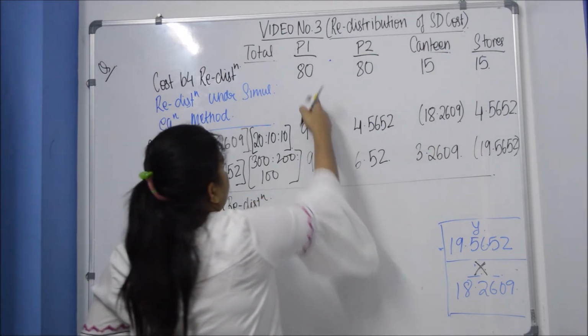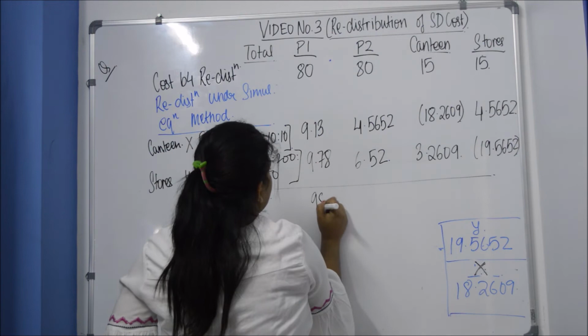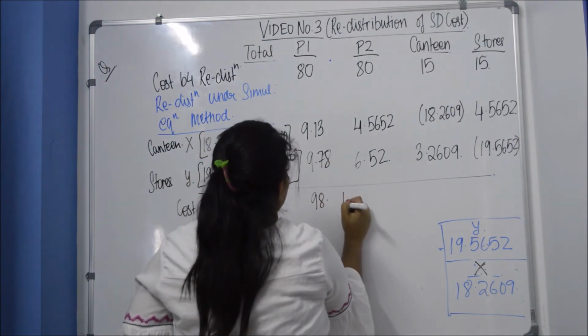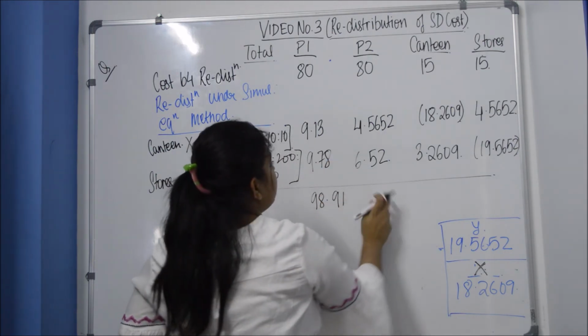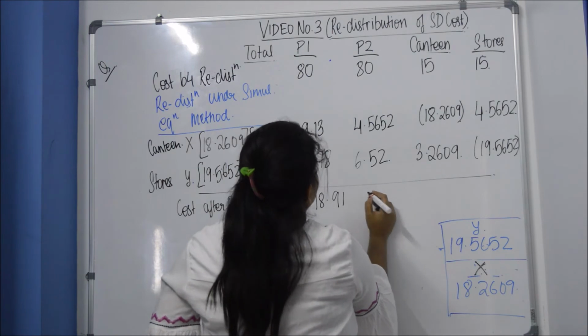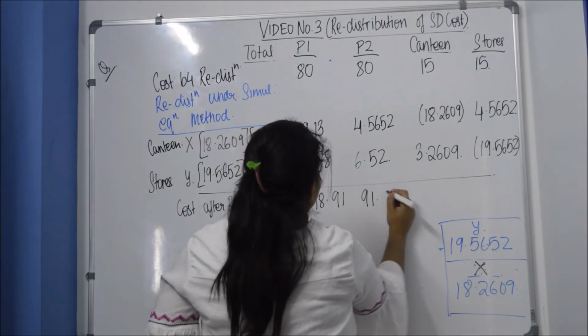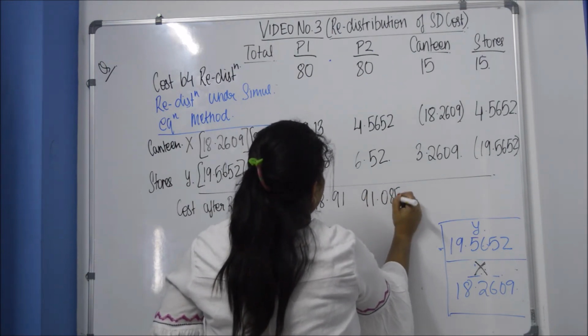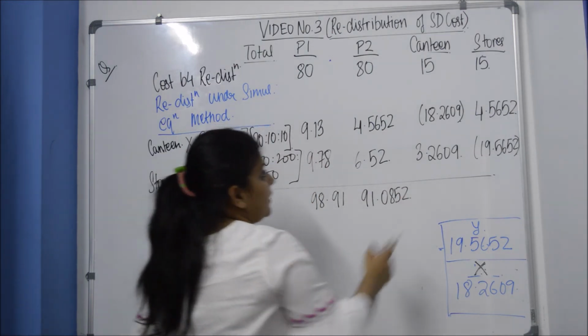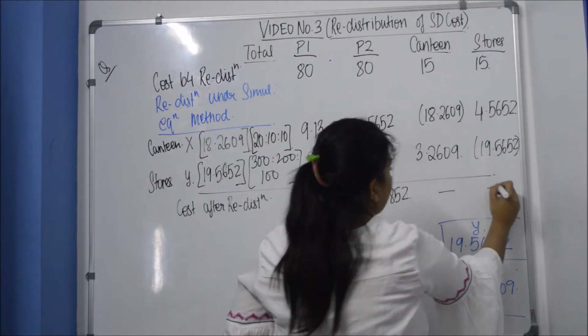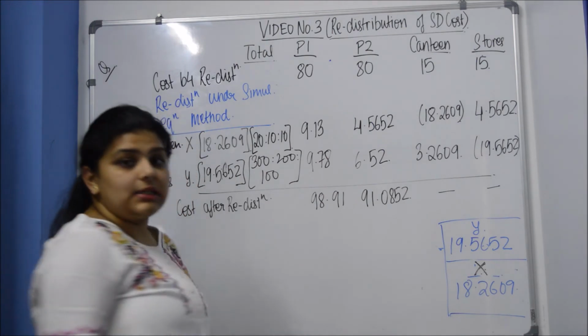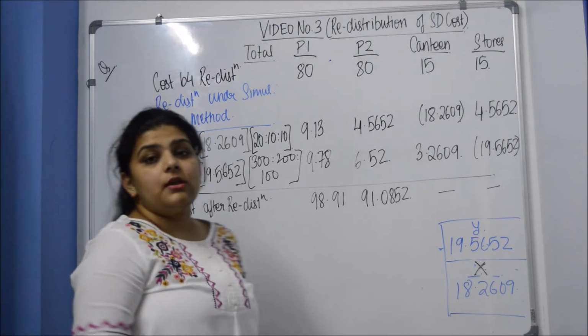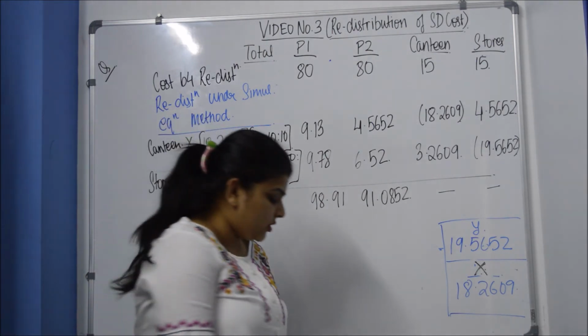So if you see the cost after redistribution, this would be 98.91. This would be 91.0852. If you see canteen and stores, it automatically balances. This is the magic of simultaneous equation.